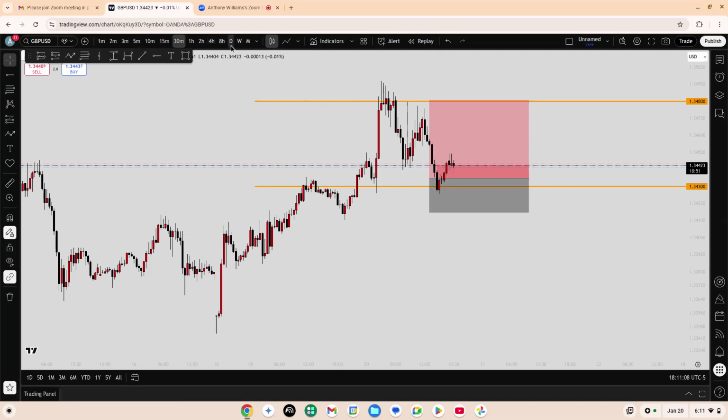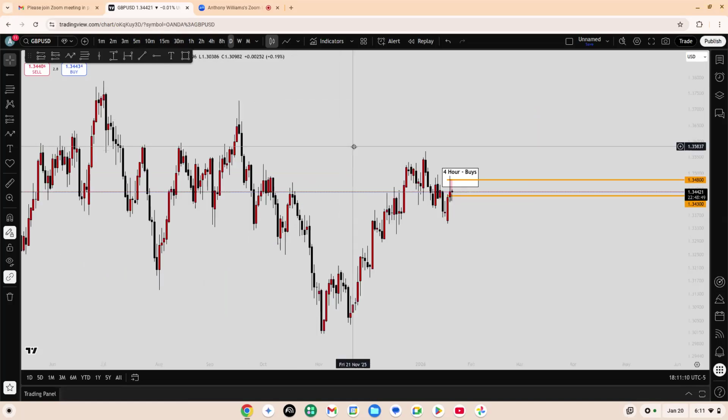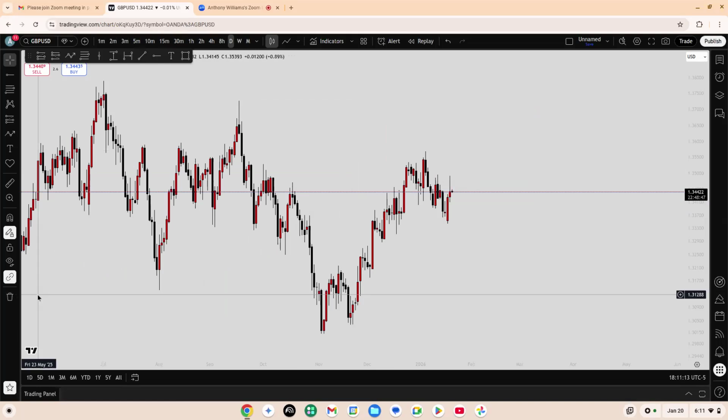When we start out with a fresh new day, are you starting from the daily? Then that's just for direction. Like what are we doing on the daily? If it's just a buy or sell thing, it's not a support or a resistance, it's just: are we making higher highs, or are we making lower lows?